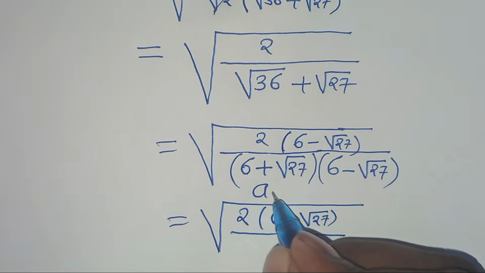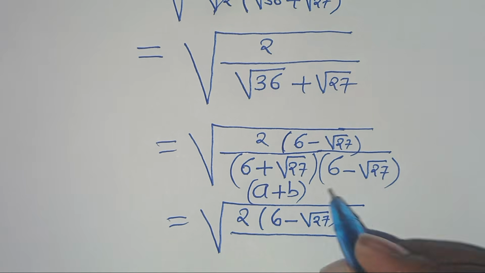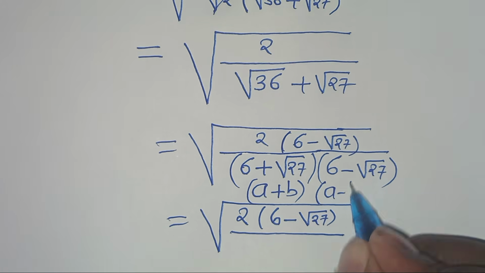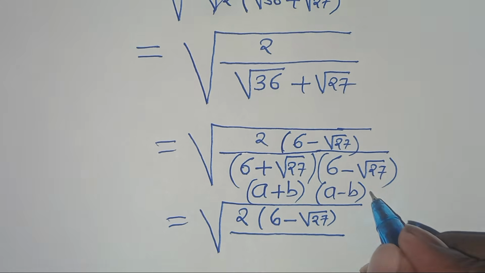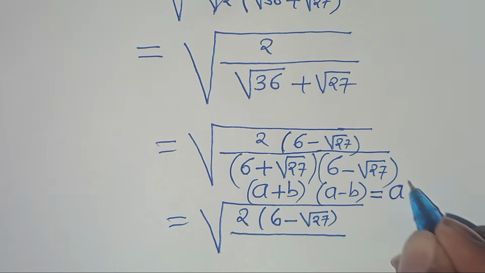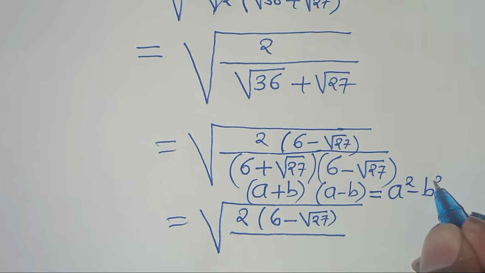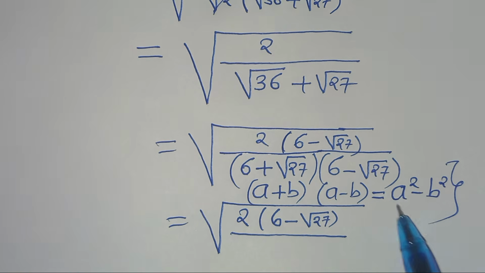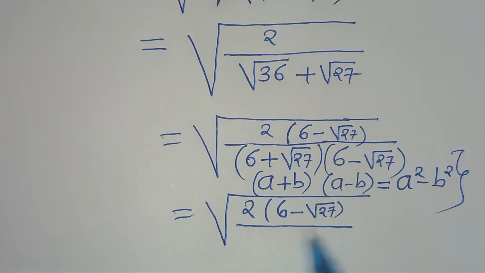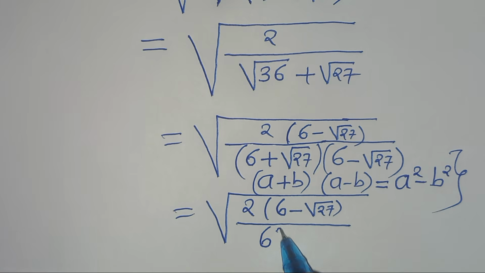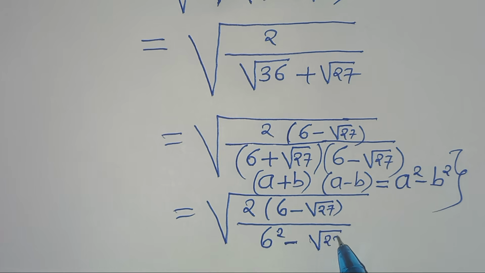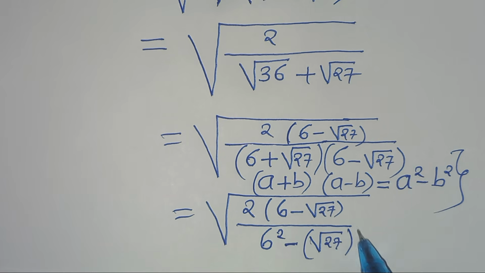This is in the form of a plus b, multiplied by a, subtract b. This is the difference of two perfect squares that we can express as a squared minus b squared. Applying this identity, we have here 6 to the power of 2, subtract square root of 27, raised to the power of 2.